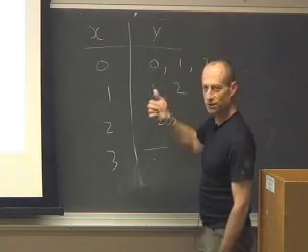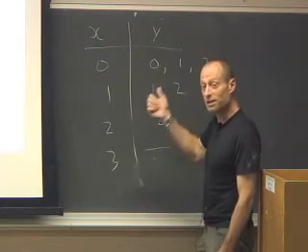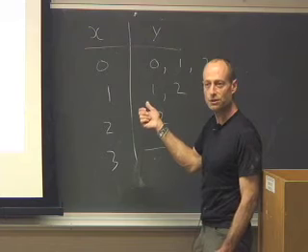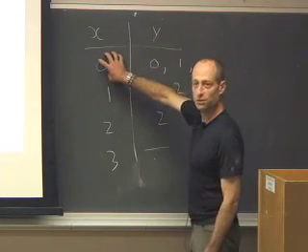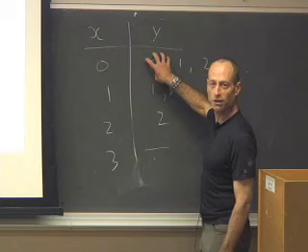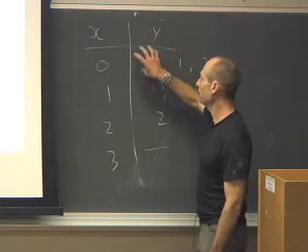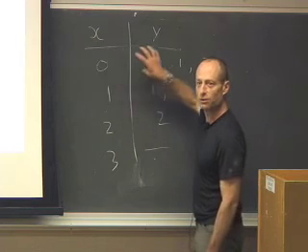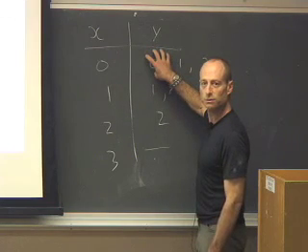The number of heads in the first 3 tosses is independent of the number of heads in the second 2 tosses, right, in the last 2 tosses. Yes? So the event that x is 0 is independent of the event that y is 0. So I can find the probability that x is 0 and y is 0 by multiplying the chance that x is 0 times the chance that y is 0, using the independence.